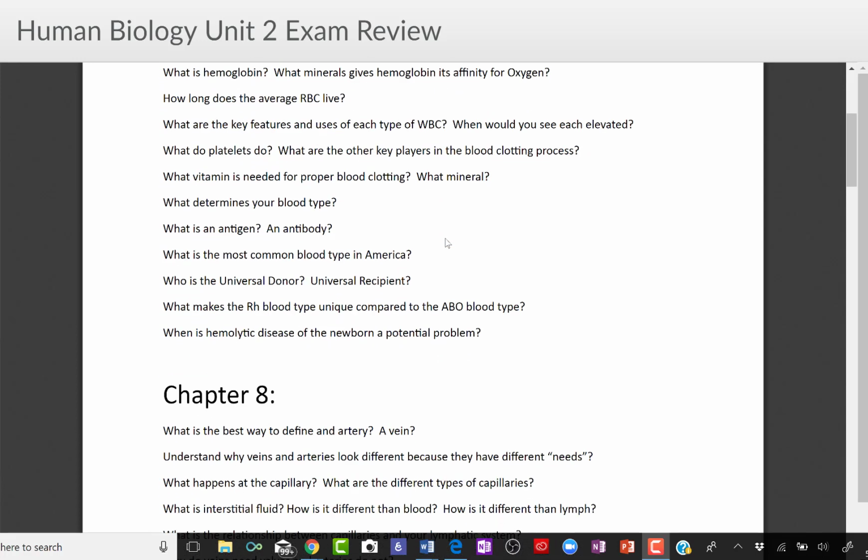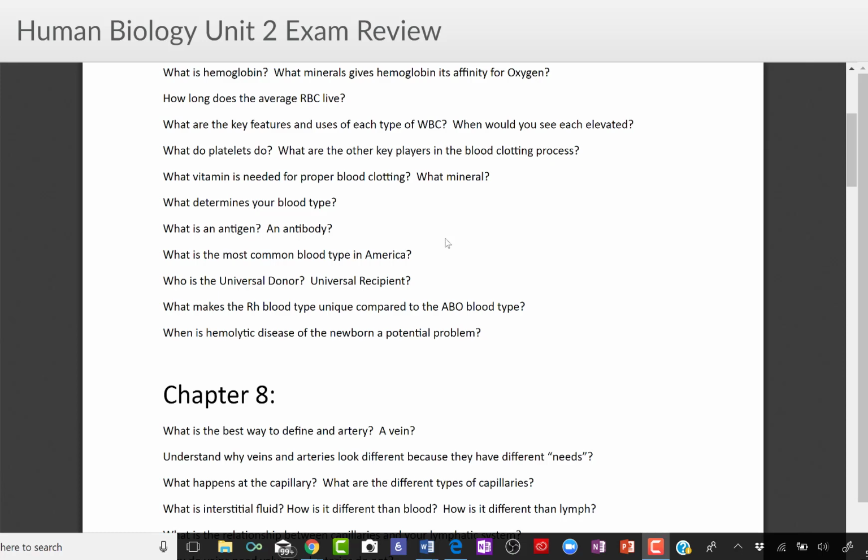All right, next. What are the key features and uses of each type of white blood cell? When would you see each elevated? Let's start with neutrophils. Neutrophils are the most common white blood cell, about 70% of white blood cells, give or take, and they are really, really good phagocytes, which means they're really good at engulfing things. So neutrophils are going to be elevated during bacterial infections because they can engulf bacteria by the thousands. They really are amazing phagocytes. They can eat and eat and eat until they burst.